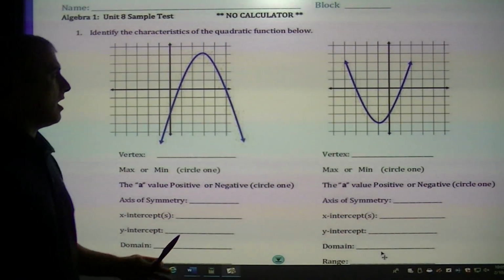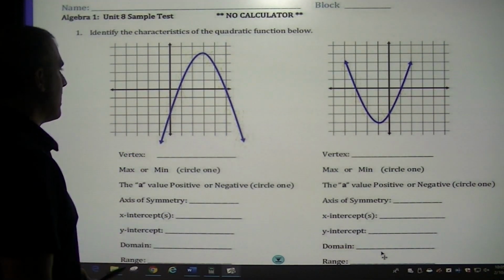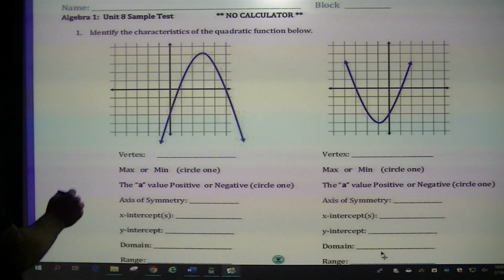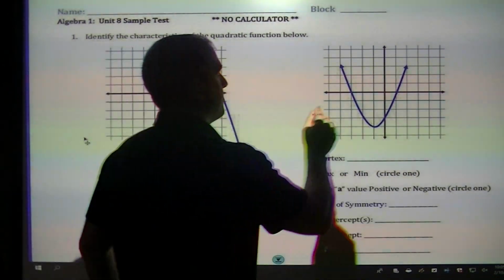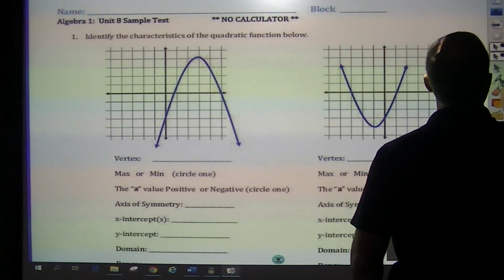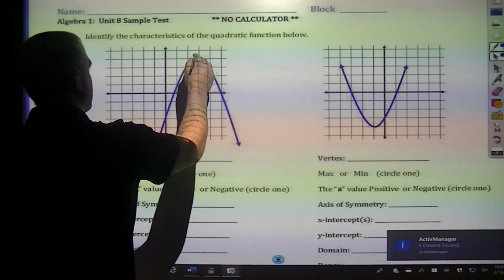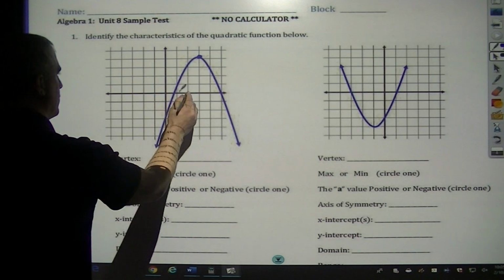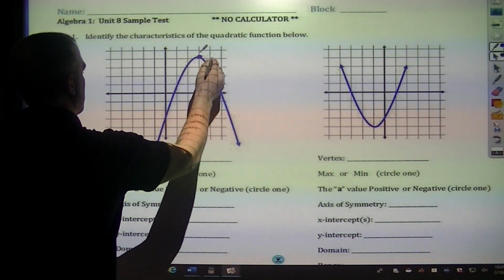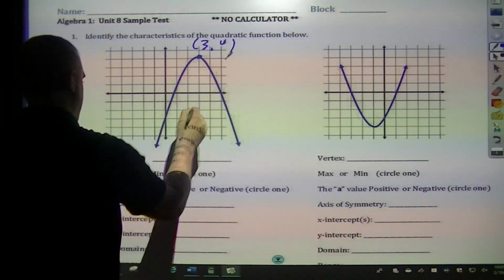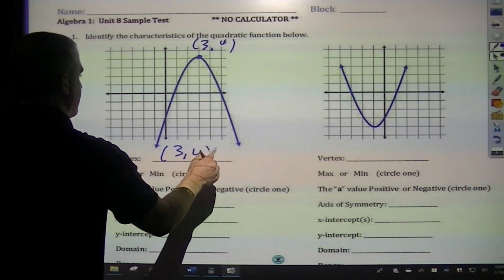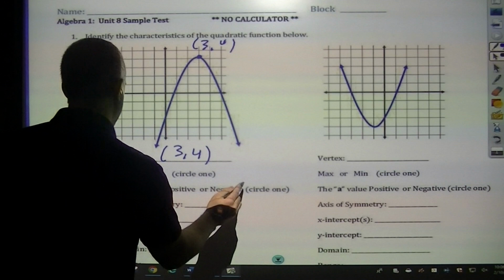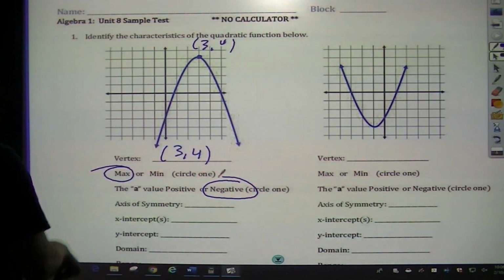So what you're going to have to do is find these various characteristics of this graph. I'm just going to go ahead and estimate that vertex. It's 1, 2, 3, and 4. So that's 3, 4 for the vertex. Since the graph is pointed down, that's considered a maximum value. The a value would be negative, because it's going down.